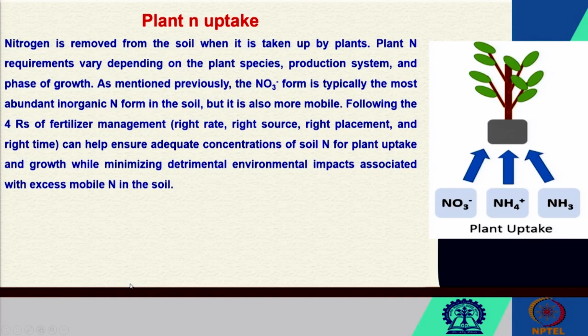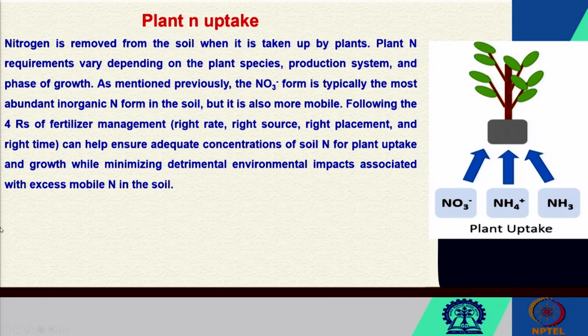Now, plant nitrogen uptake. Nitrogen is basically removed from the soil when it is taken up by the plant. Plant nitrogen requirements vary depending on the plant species, production system and phases of growth. As mentioned previously, the nitrate form is typically the most abundant inorganic nitrogen form in the soil, but it is also more mobile.